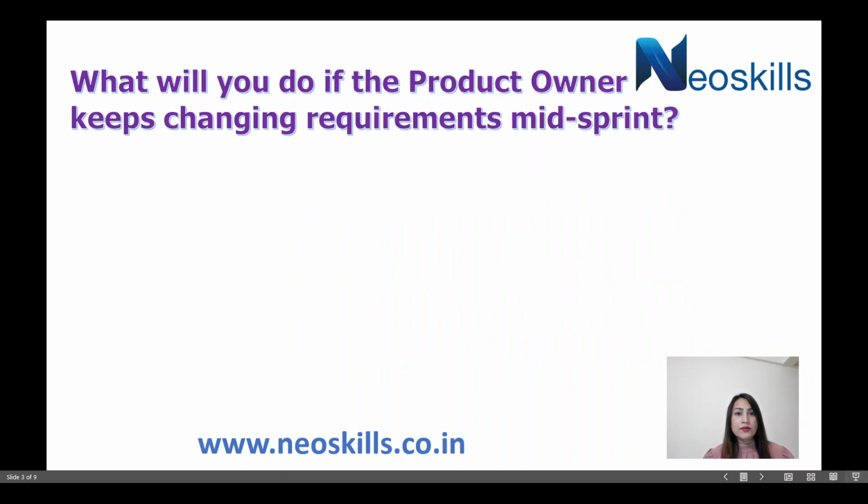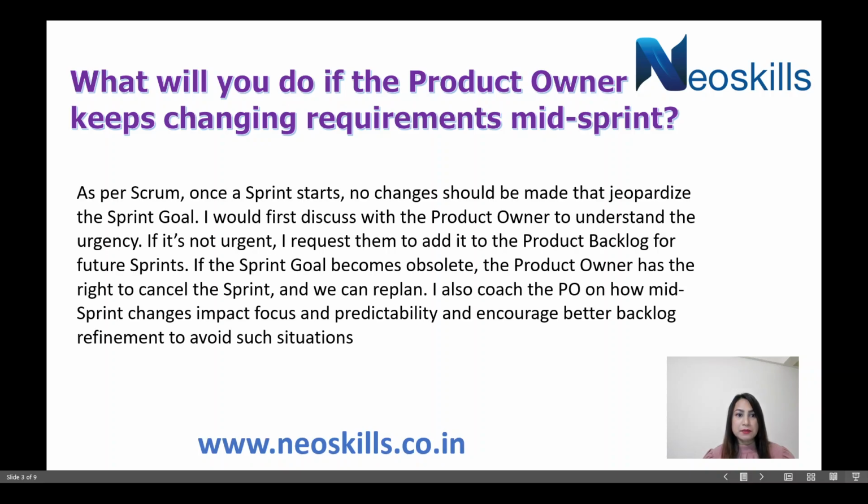Next, what will you do if the product owner keeps changing requirements mid-sprint? As per Scrum, once a sprint starts, no changes should be made that jeopardize the sprint goal. I would discuss with the product owner to understand the urgency. If it's not urgent, I request them to add it to the product backlog for future sprints. If the sprint goal becomes obsolete, the product owner has the right to cancel the sprint and we can replan.